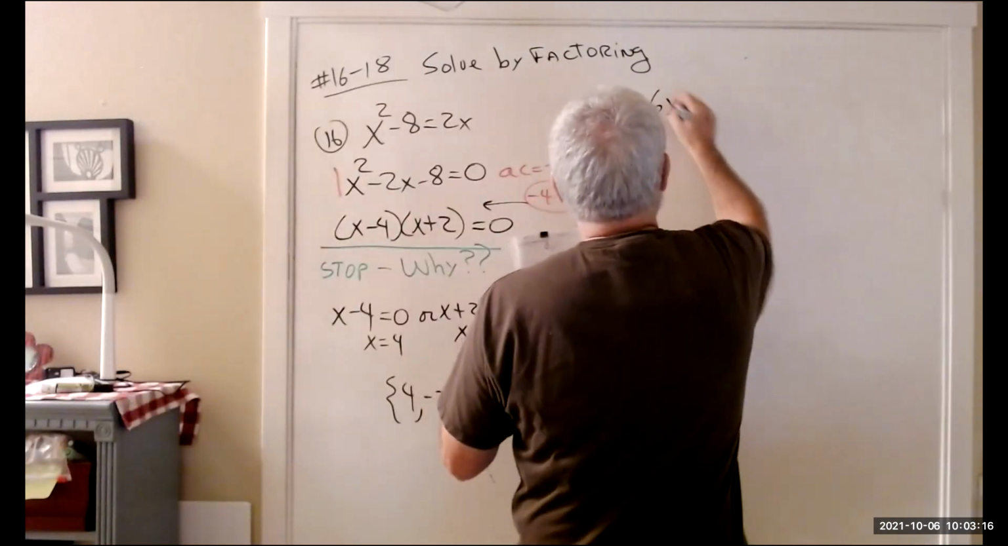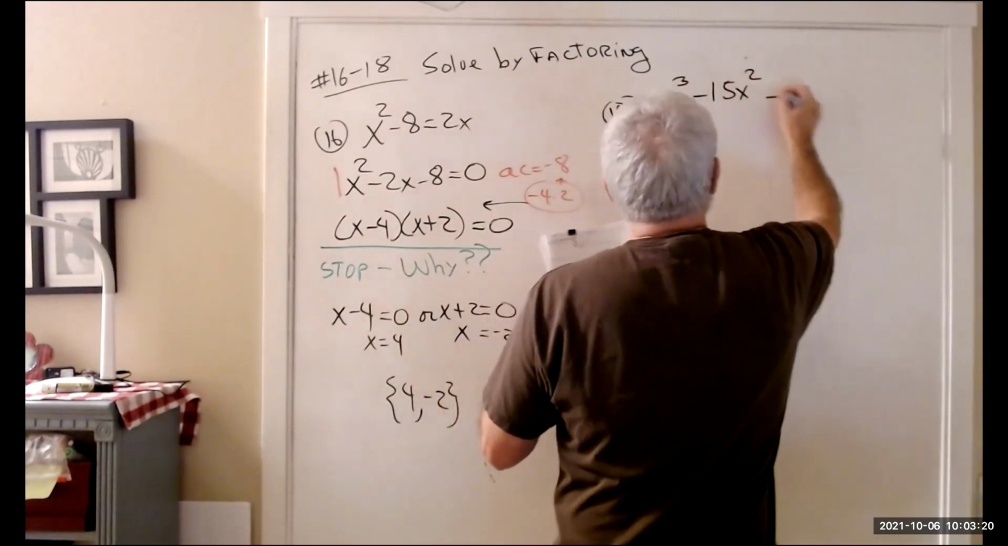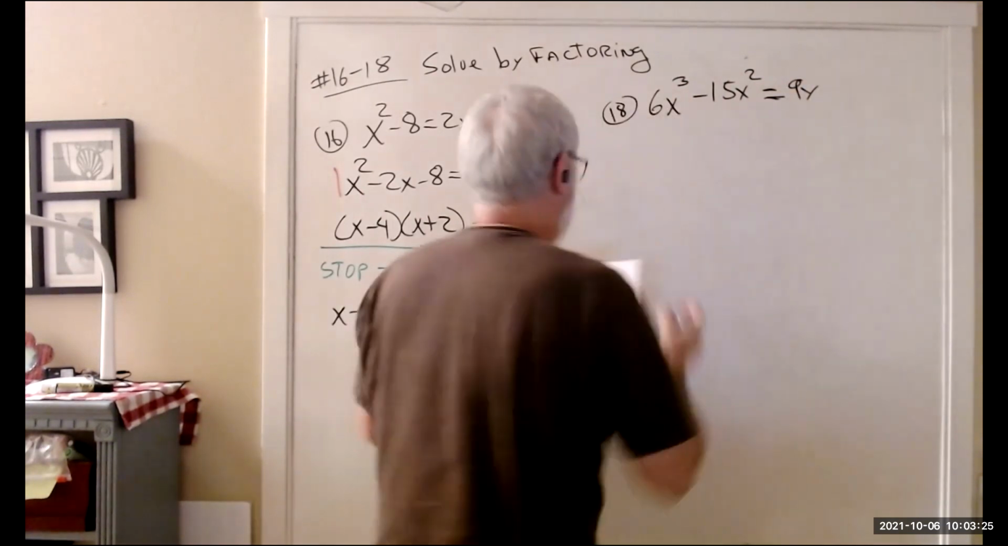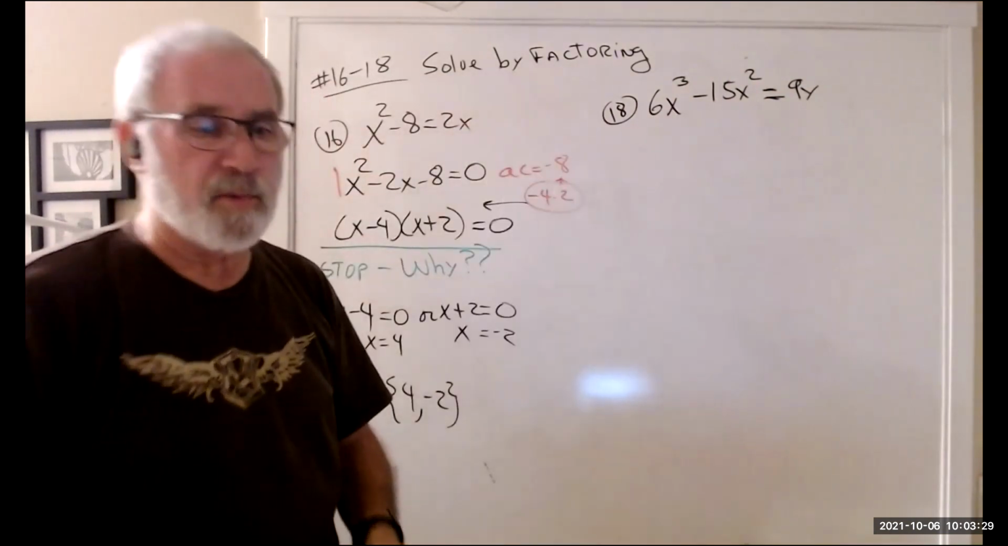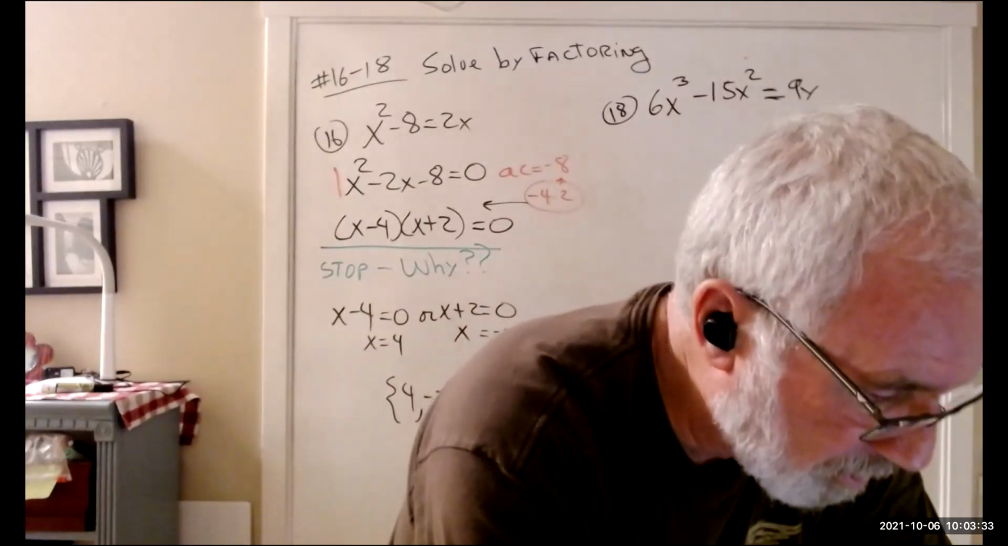So this is number 18. We had 6x cubed minus 15x squared equals 9x. Again, this was solved by factoring. So go ahead, I'll pause the video and you guys can work on it for a few minutes.